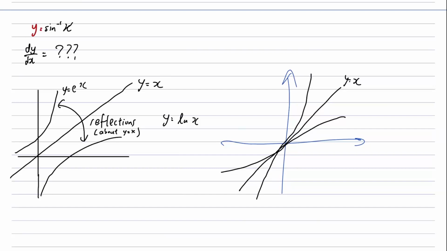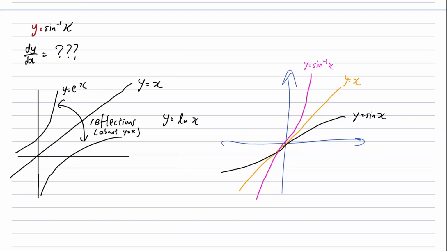Maybe I should change the color. Is it clear enough? Okay, I hope it's clear enough. Black color is y equals sine x. Then the pink color is y equals sine inverse x. The orange color is y equals x.